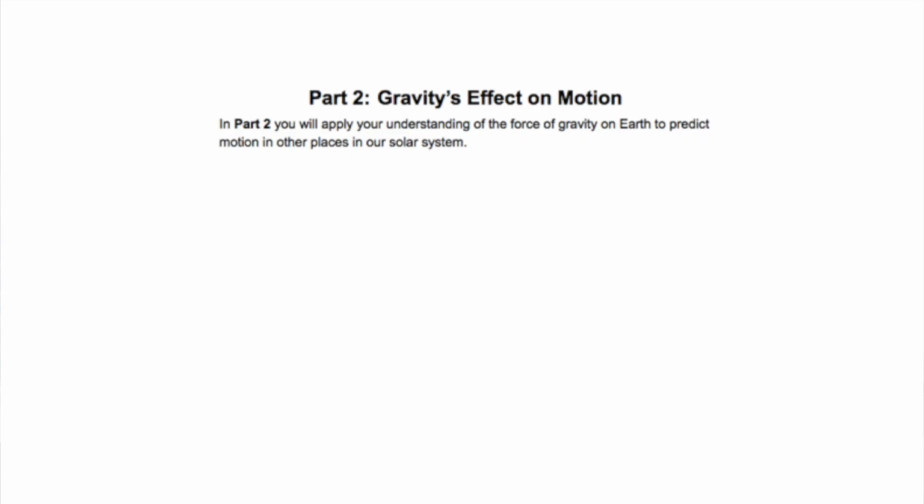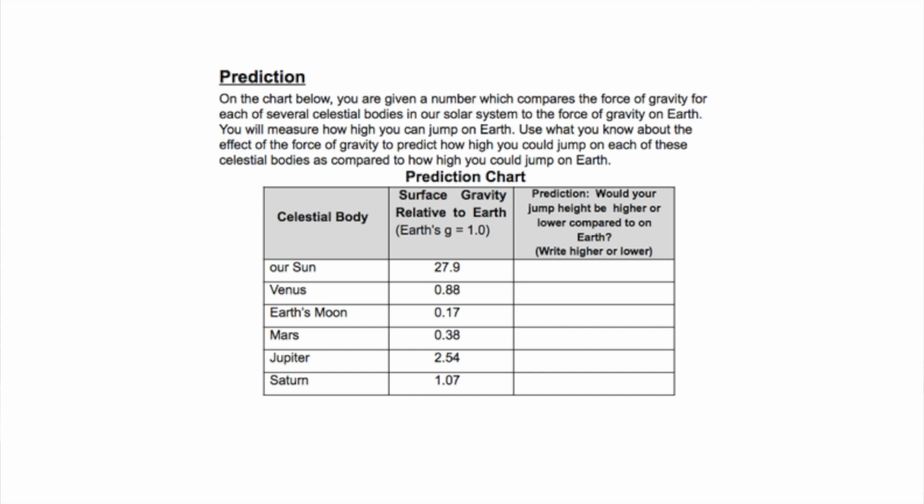Turn now to Slide 7. During the second part of this lab, you will apply your knowledge of the effect of a planet's or celestial body's mass on the gravitational pull it exerts on objects and therefore its effect on their weight. Read the introduction to Part 2 on Slide 7. Read and complete the prediction for Part 2.